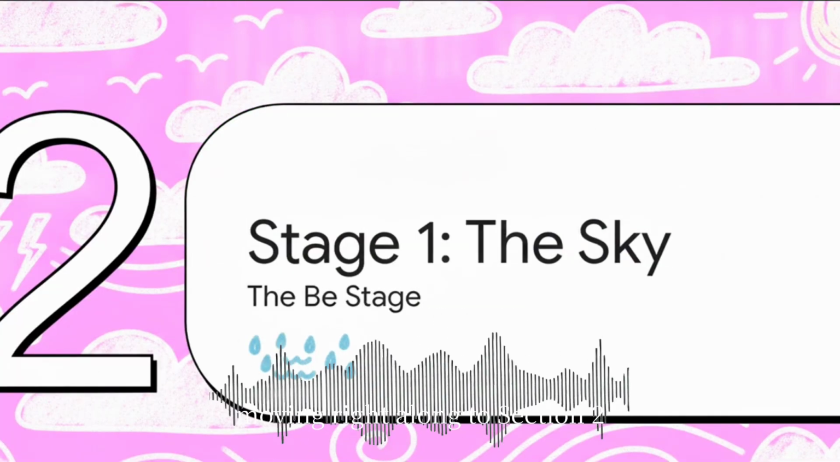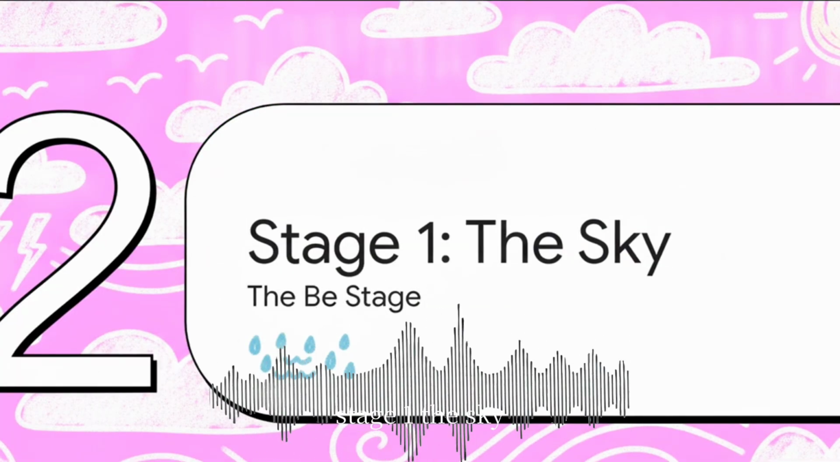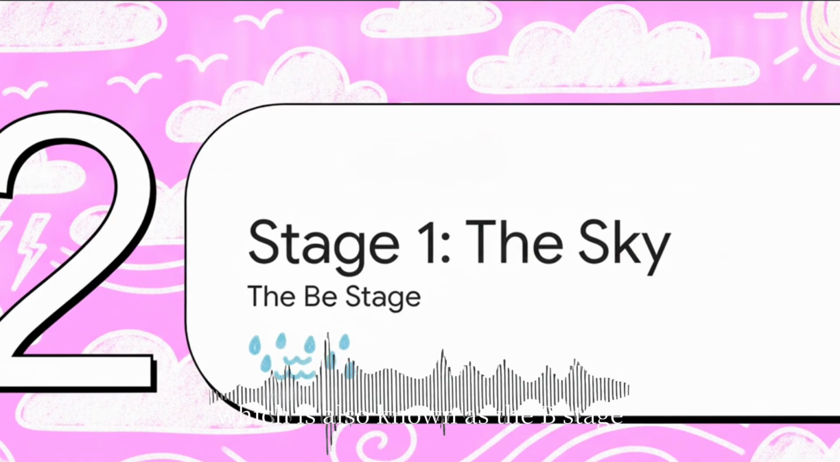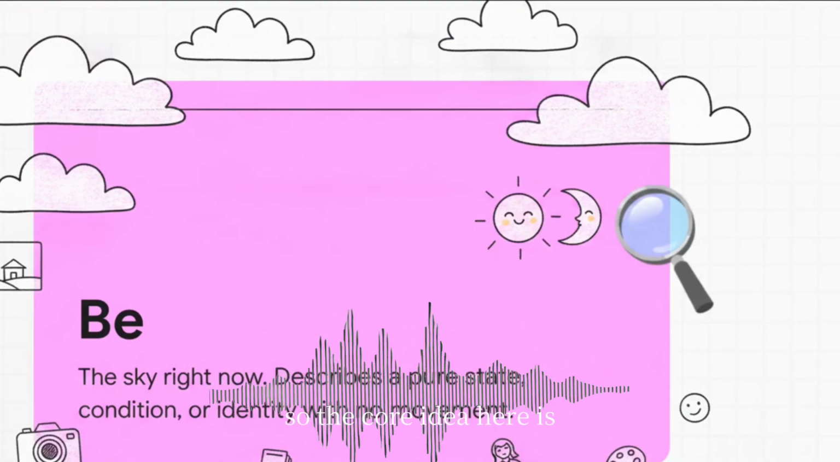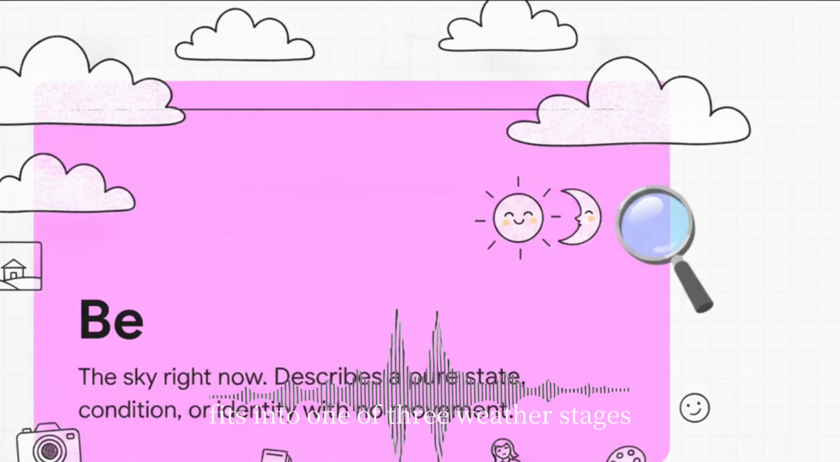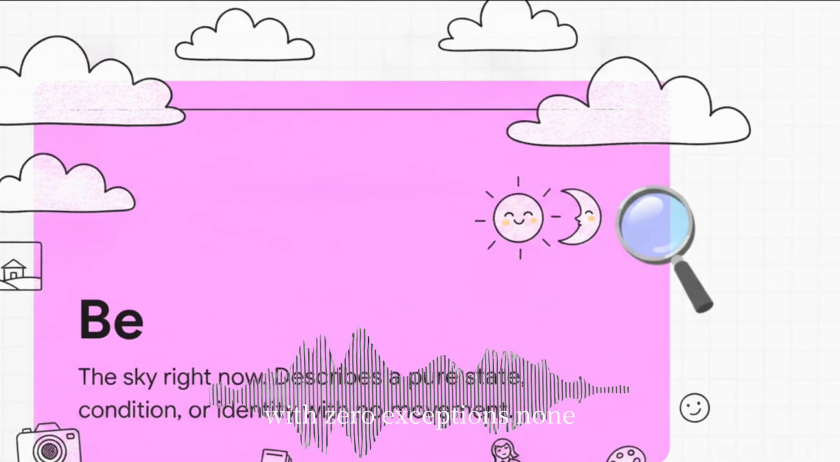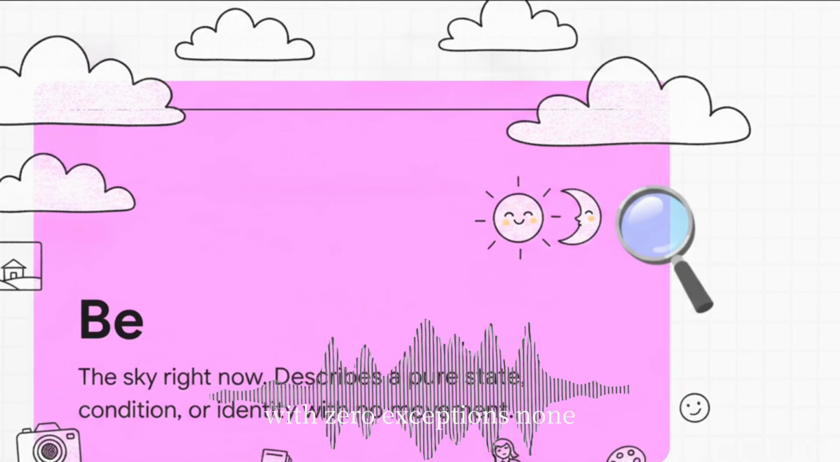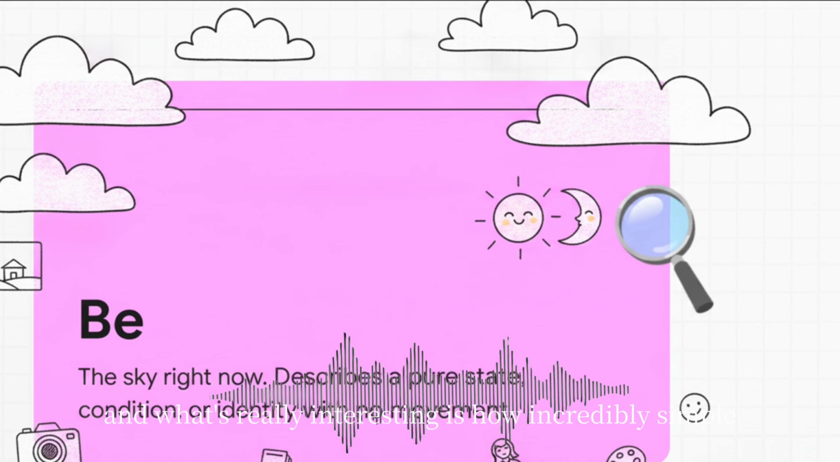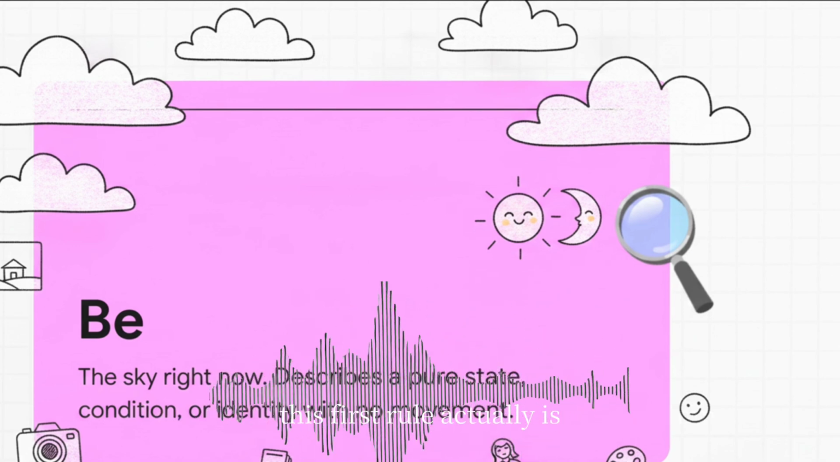Moving right along to section 2, stage 1, the sky, which is also known as the be stage. So the core idea here is that every single English sentence fits into one of 3 weather stages, with 0 exceptions. None. And what's really interesting is how incredibly simple this first rule actually is.